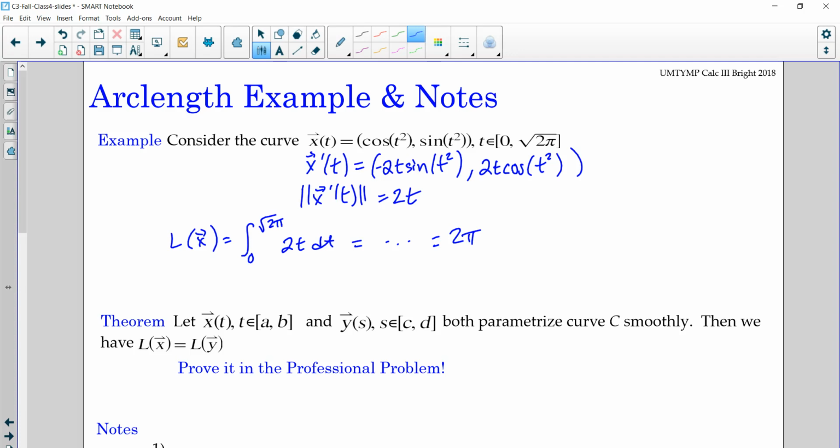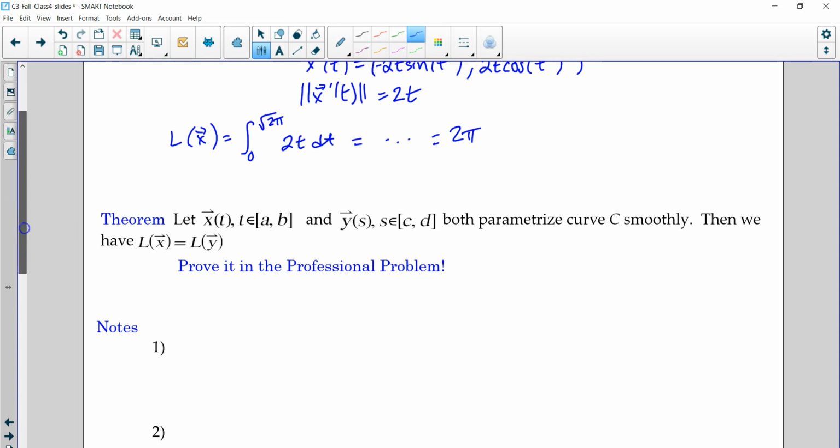You're going to find that computing arc length can be one of the more annoying tasks in your day. Okay. So just be ready for that. You might have to use Wolfram Alpha Pro to help with the calculations on occasion. Okay. Now on to the notes part here. So that was our example.